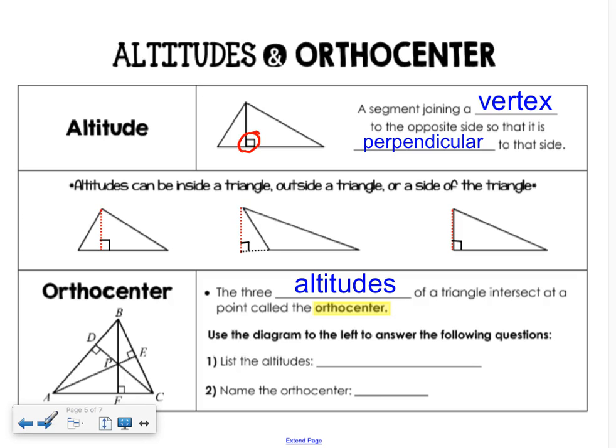Now let's just label our picture a bit. What are our three altitudes in this picture? AE, DC, BF. What's the orthocenter? Point D.